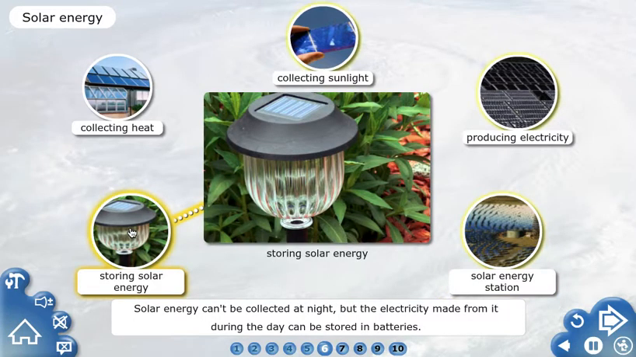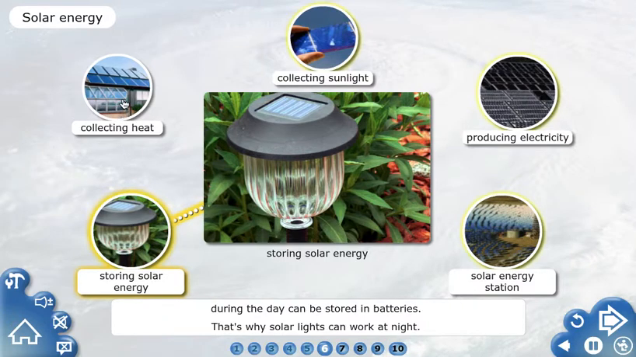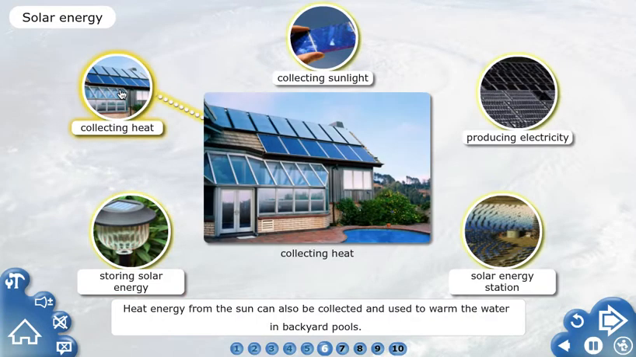Solar energy can't be collected at night, but the electricity made from it during the day can be stored in batteries. That's why solar lights can work at night. Heat energy from the sun can also be collected and used to warm the water in backyard pools.